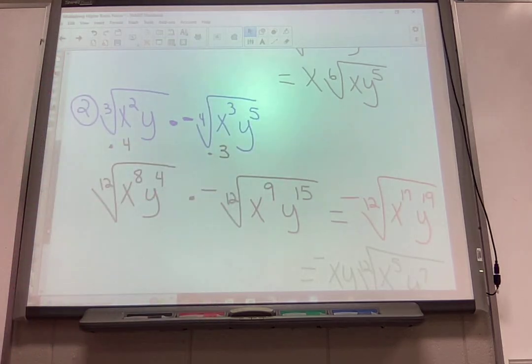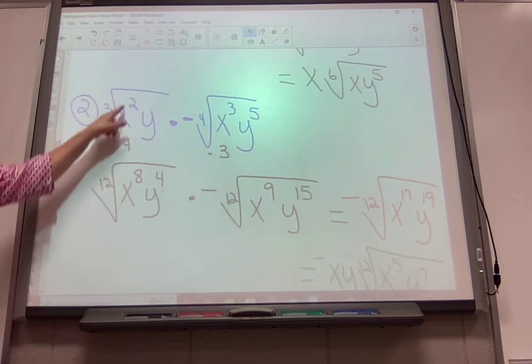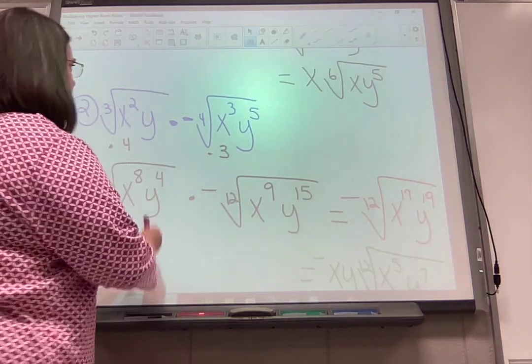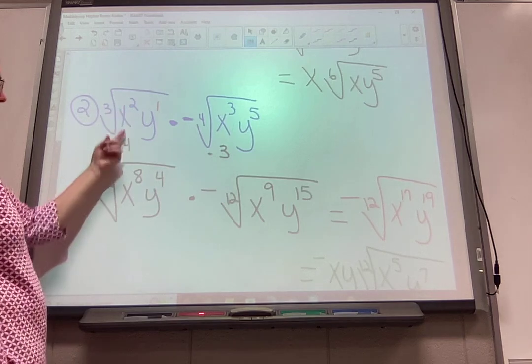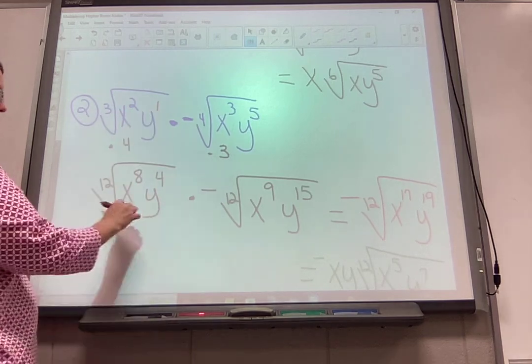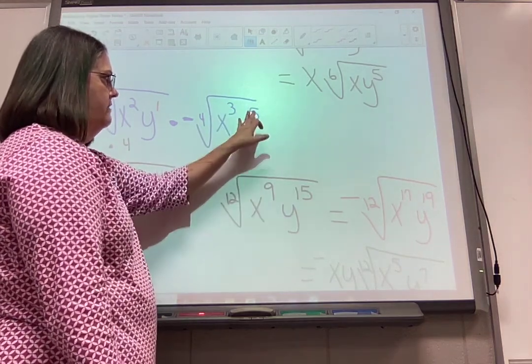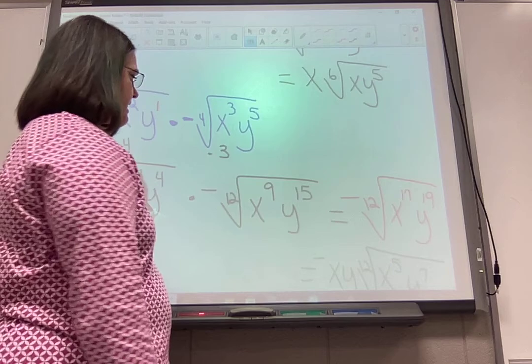The common denominator there is 12, so my common root is 12. I'm going to multiply these by 4. Remember, you have an understood one here. 2 times 4 is 8. 1 times 4 is 4. That gave me this one. And then 3 times 3 is 9. 5 times 3 is 15. That gave me this one.